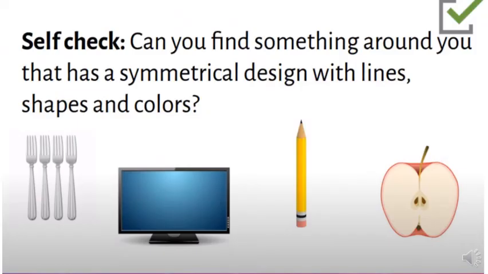And now you can pause the video and take a few minutes to do a self check. Can you find something around you that has a symmetrical design with lines, shapes, and colors? This is some example. You can check around you for something which has a symmetrical design, and you can show me when we do a Zoom together.